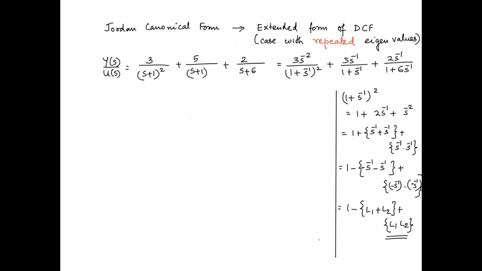So here we discuss the Jordan canonical form, which is an extended form of diagonal canonical form. It's a case with repeated eigenvalues. I take an example, Y(s)/U(s) equal to 3/(s+1) whole square plus 5/(s+1) plus 2/(s+6). We can see that it can be written as a function of s raised to minus 1 as shown here. If you consider the first term's denominator, that is (1 + s^-1) whole square, it can be written as 1 + 2s^-1 + s^-2. It can be expanded like this and obtained in this form.